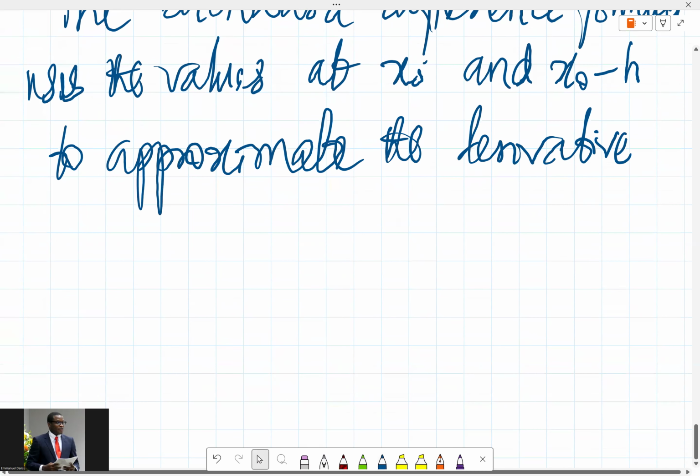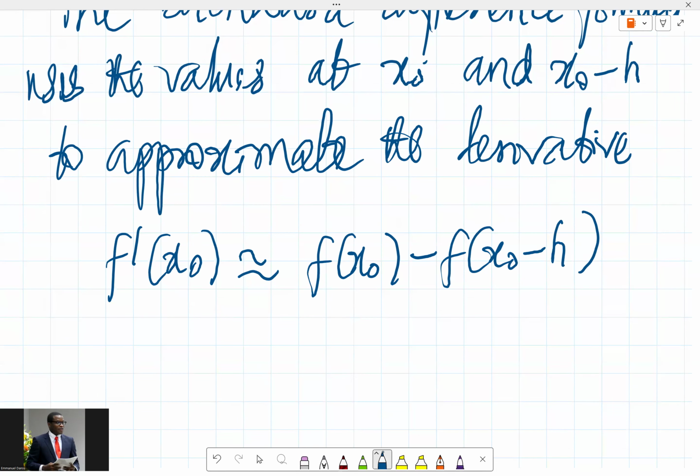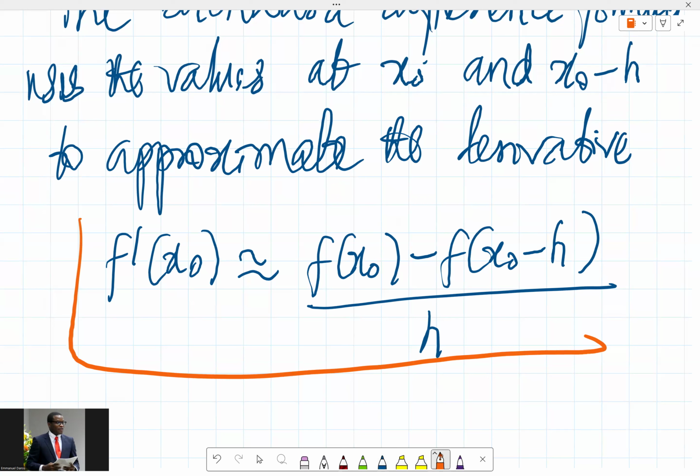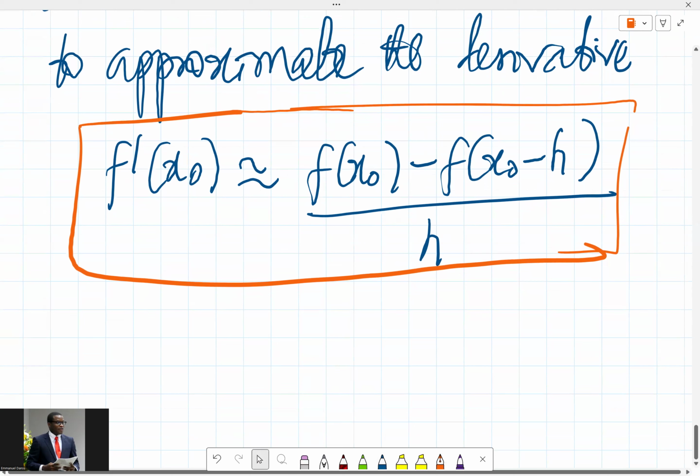And in that case, we have f prime of x naught, which is approximately f of x naught minus f of x naught minus h all over h. Now since most likely these are just numerical values, we are not able to guarantee taking the limit. In case you have just data points, you could just be given values, and then you have to find the numerical differentiation. So we can do all of this.